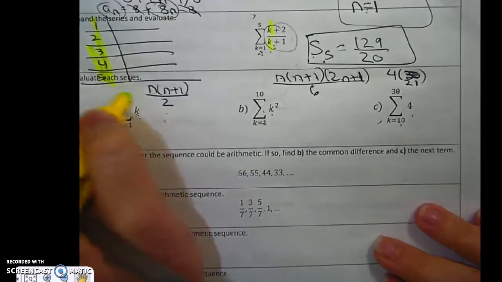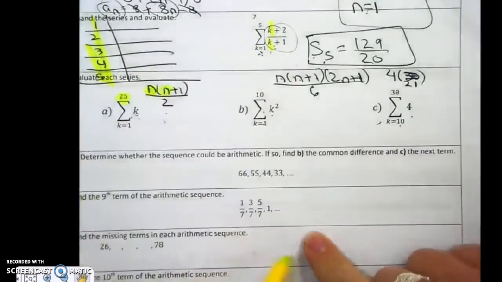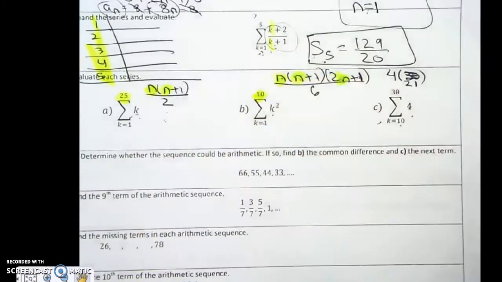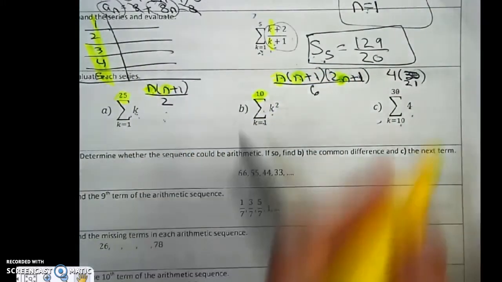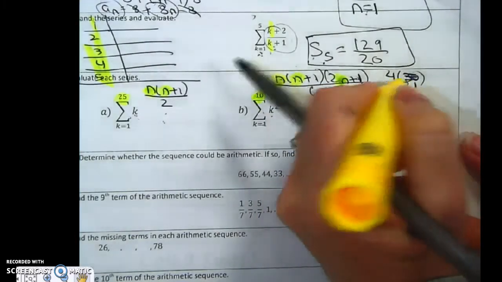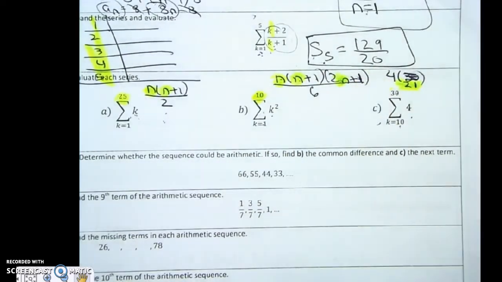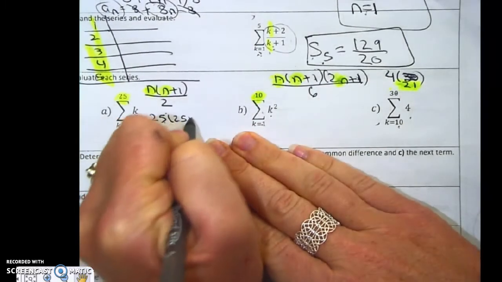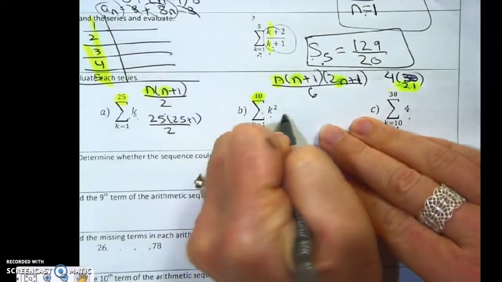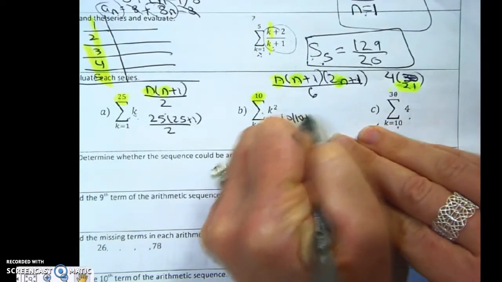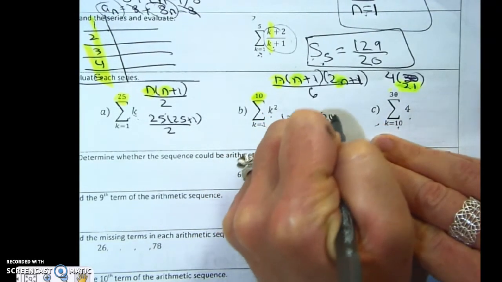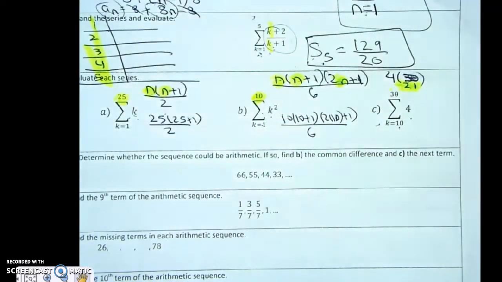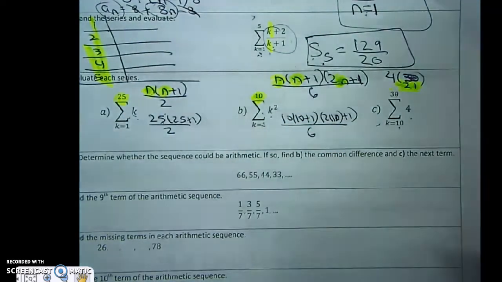So I'm going to take that 25 because it starts with the first term, and I'm going to plug it in. I'm going to take the 10, and I'm going to plug it in. And I'm going to go 30 minus 10, which is 20 plus 1 is 21, and I'm going to plug it in. So I'm going to go 25, 25 plus 1 over 2, 10, 10 plus 1, 2 times 10 plus 1 over 6. Okay, so options are you can go straight to the fancy calculator and plug it right in.